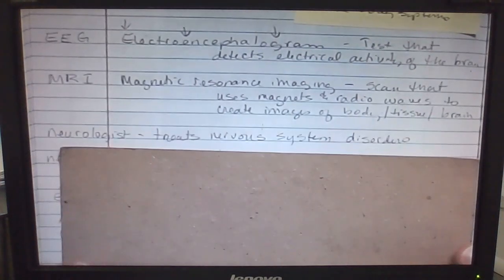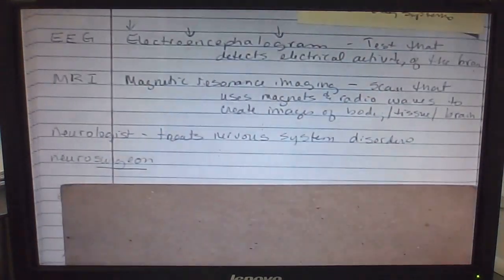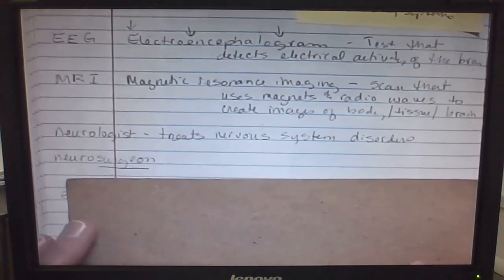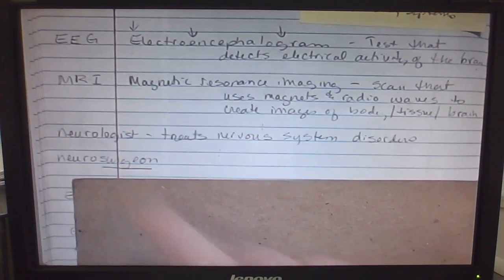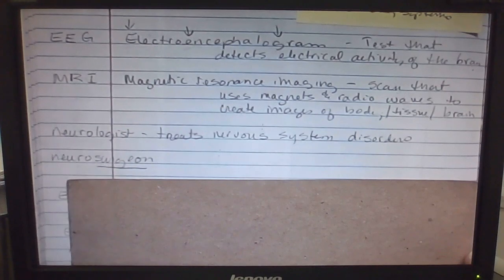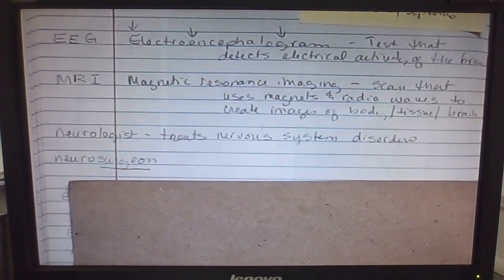All right, a couple of biomed professionals, neurologist versus neurosurgeon. If it's a surgeon, you're actually going to be doing surgery. A neurologist can also treat nervous system disorders, but it's going to be more along the lines of an office visit kind of thing. Neurosurgeon is going to be doing surgery on the nervous system.